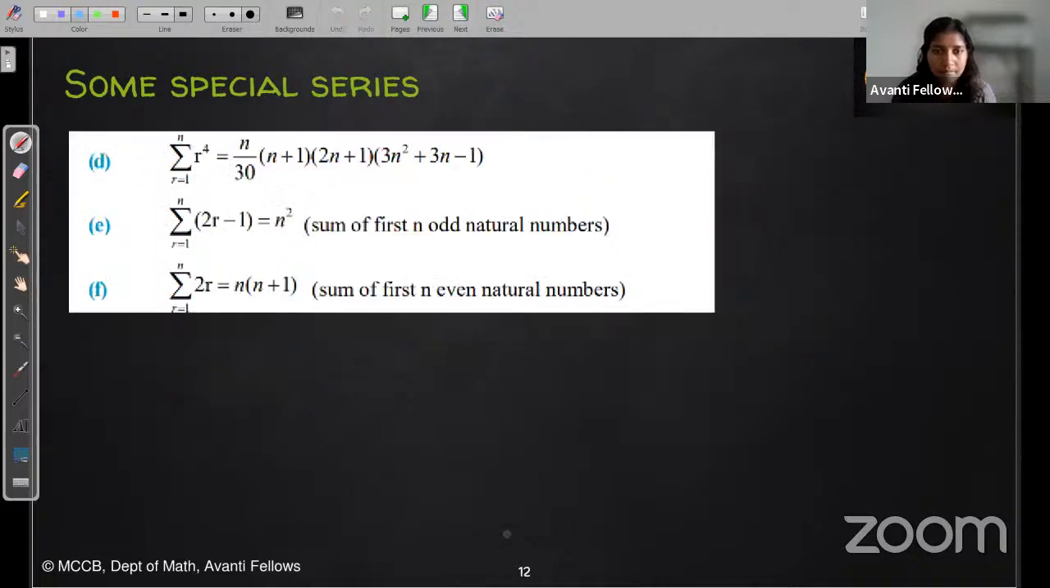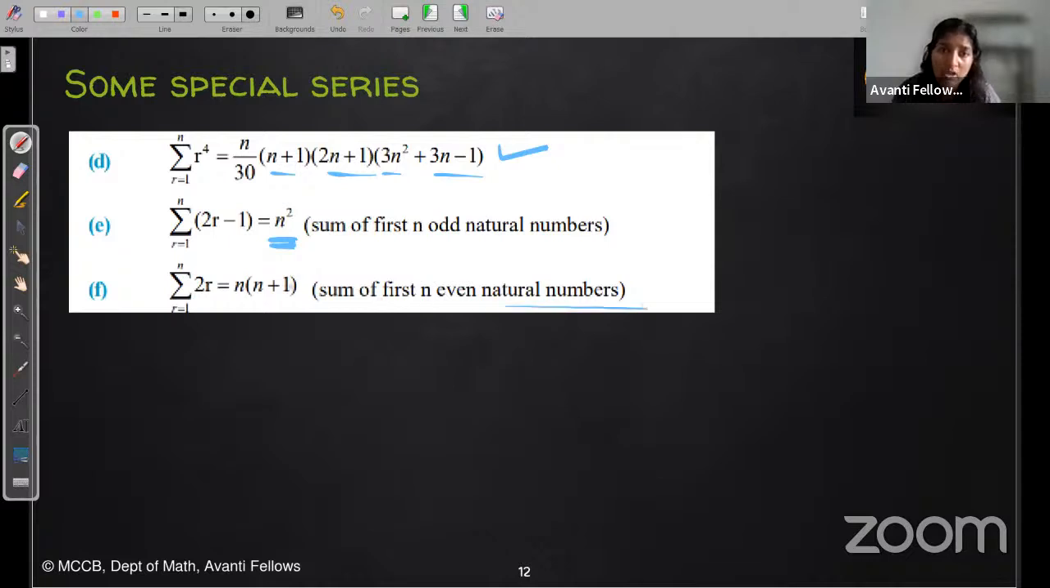Next, there are some more. So what is this? Sum of fourth power of first n natural numbers. That will be equal to n divided by 30 into n plus 1 into 2n plus 1 into 3n square plus 3n minus 1. And sum of first n odd natural numbers will be equal to n square.